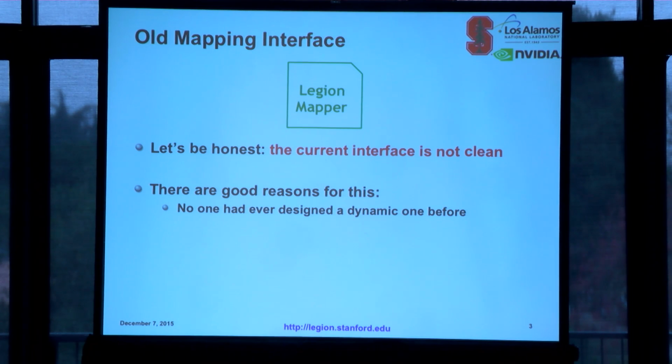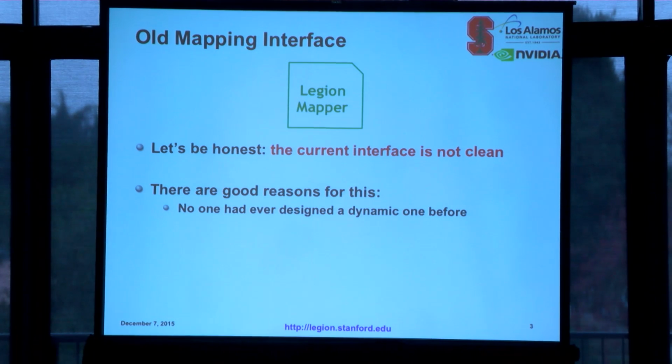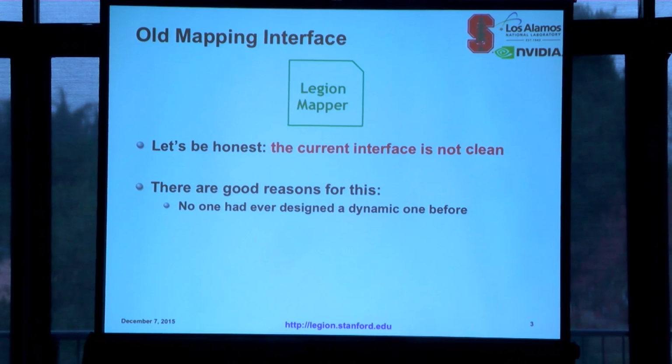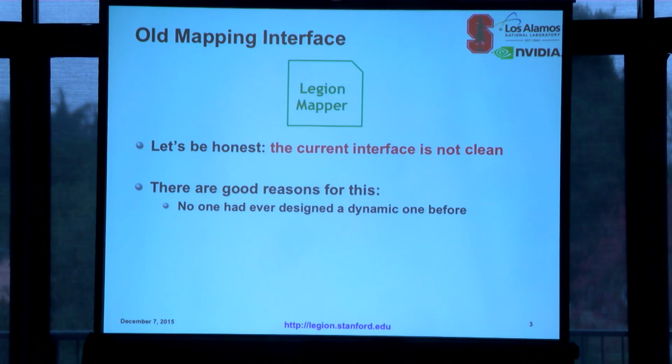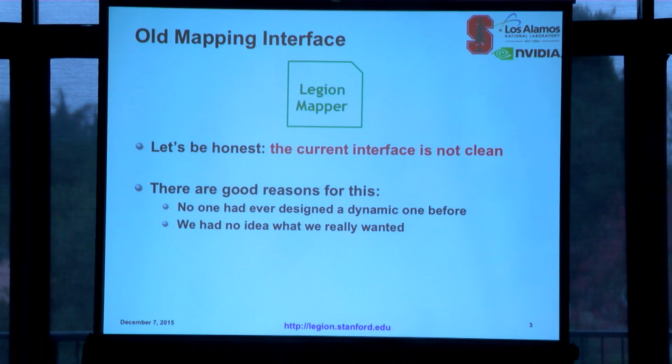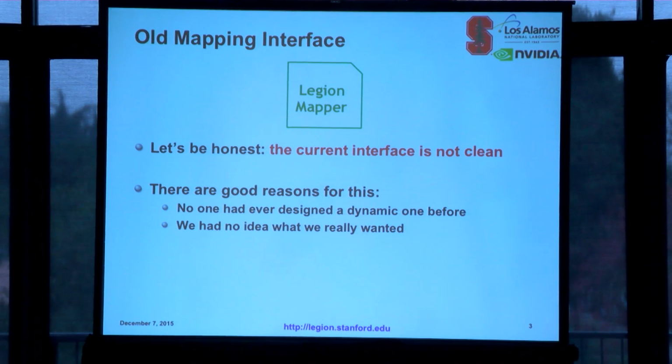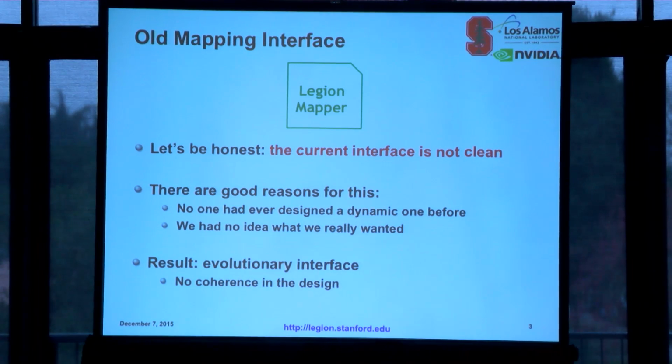Legion comes from a spiritual successor of Sequoia, which had a static mapping interface that allowed you to specify mapping decisions statically. And it's much easier to do things in a static world. But if you have to write a program to compute mapping decisions, that's a whole other ballgame. So really, we had no idea what we wanted this mapping interface to look like. So the result was we had a very evolutionary design, and the result today is that the mapping interface is a little bit incoherent.